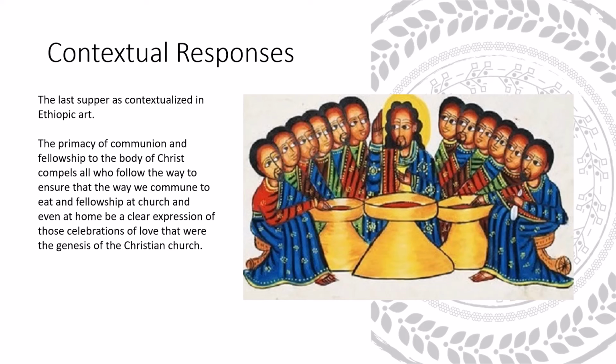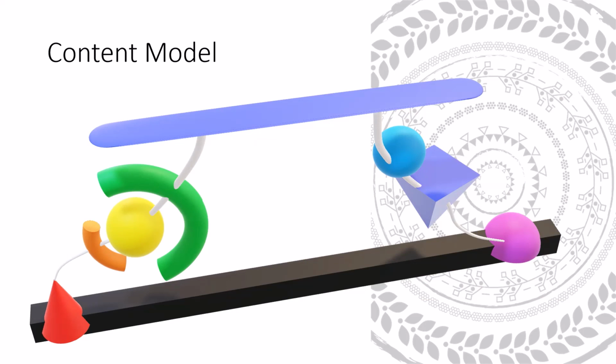And it's really important that if we kept just that train of thought of family as a unit, and food and fellowship, the primacy of communion and fellowship should compel us in how we commune, not just to eat, but also to fellowship at church and at home. And that should be a very clear expression of our celebration of love, which begins with God and has been wonderfully expressed through his setting up of the church through a setting just like this. And so this is what we are really aiming at.